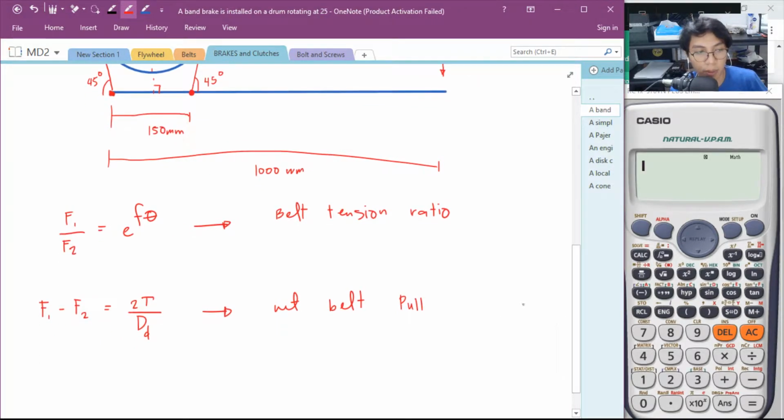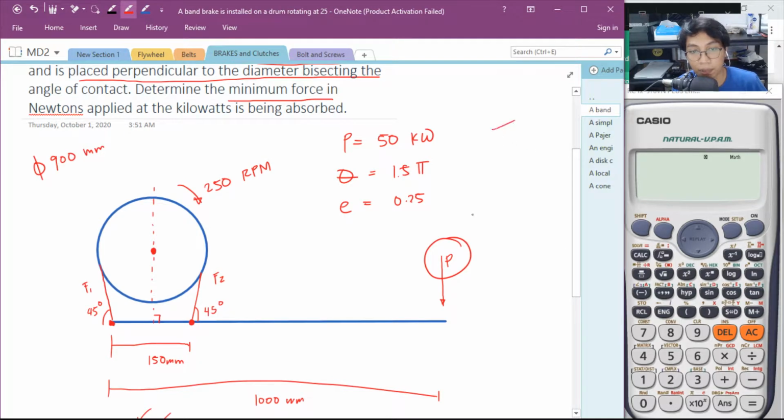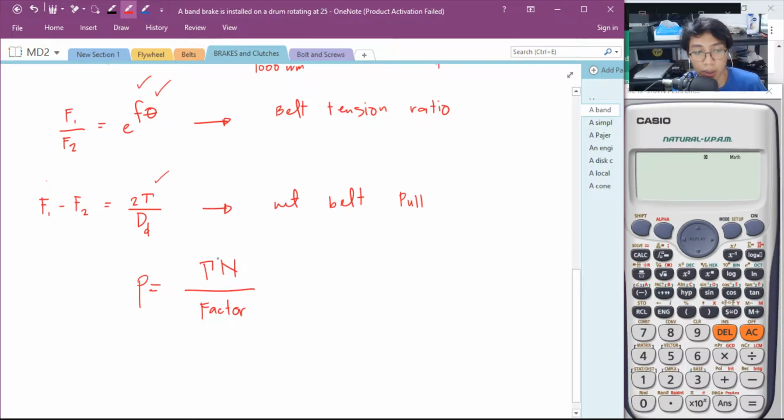Equation. Now, meron ba tayong F1? Wala. Meron ba tayong F2? Wala. Pero meron tayong frictional coefficient and then theta. And then, wala rin tayo nito. Pero meron tayong torque. Saan natin makukuha yung torque? Sir, you are given their power and then rotational speed. Sir, ano po ba yung power? Di ba power is equal to torque multiplied to N over factor. Now, what we are about to see, makukuha natin si torque. So, torque is equal to power multiplied to factor divided by N.